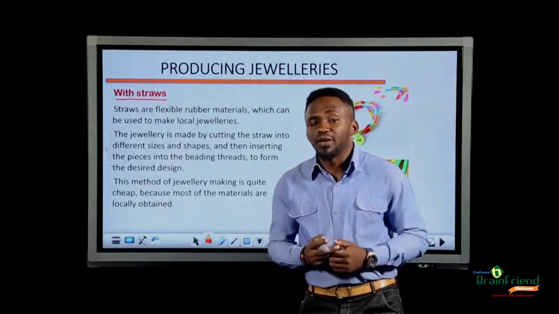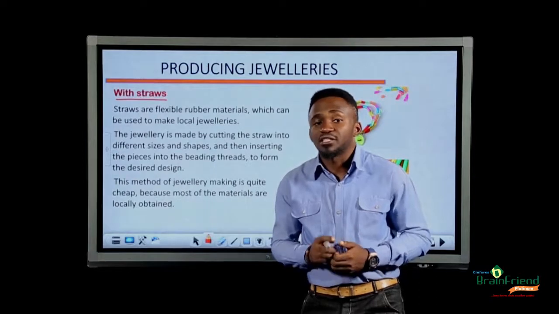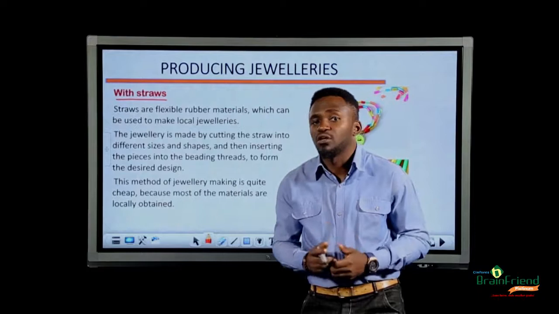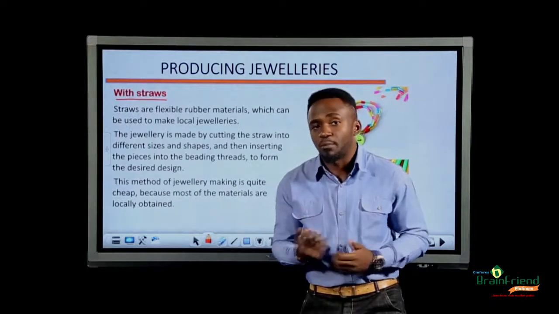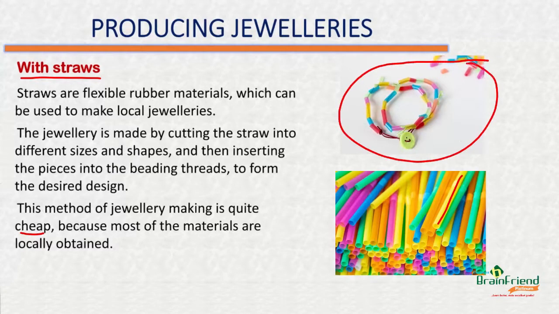The jewelry is being made by cutting the straws into different shapes and patterns and inserting the beading thread or wire into these cut pieces of straws to form the desired design or pattern. This method of jewelry making is quite cheap because most of the materials are locally obtained. As shown on the screen, this is an example of a locally made jewelry using straw.